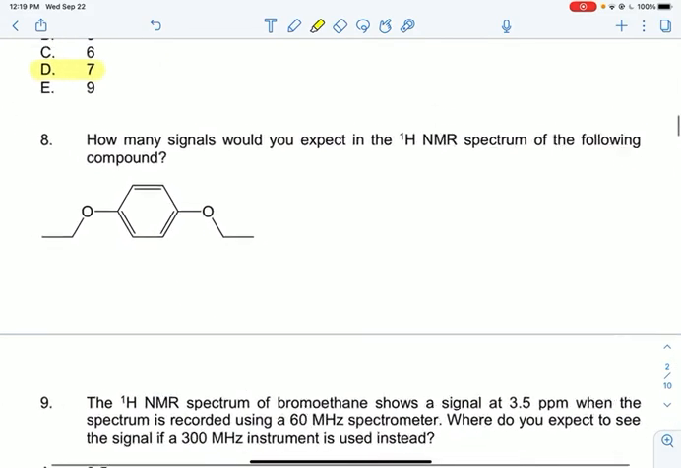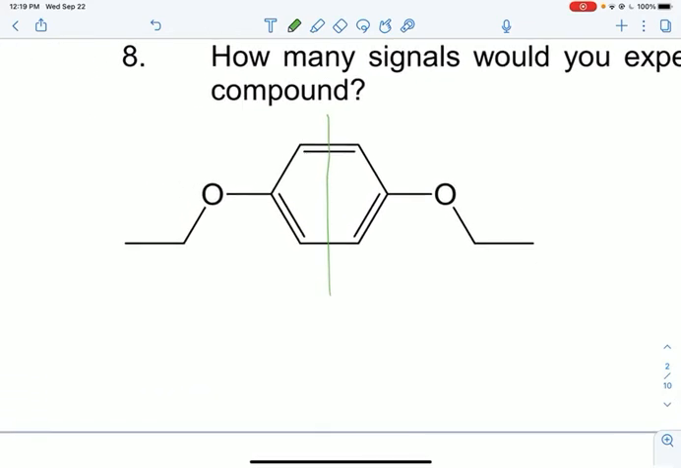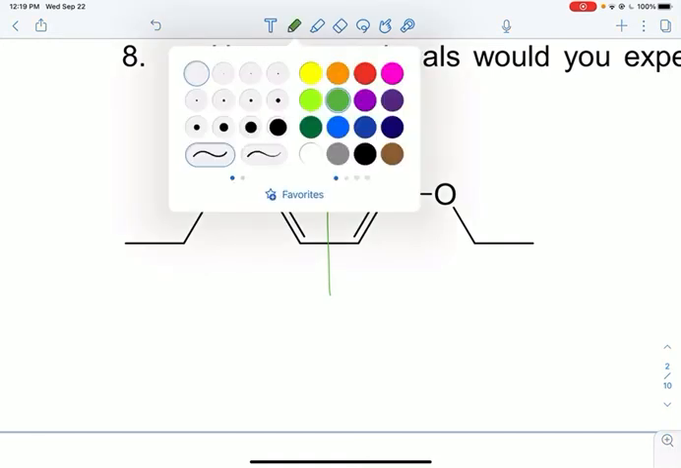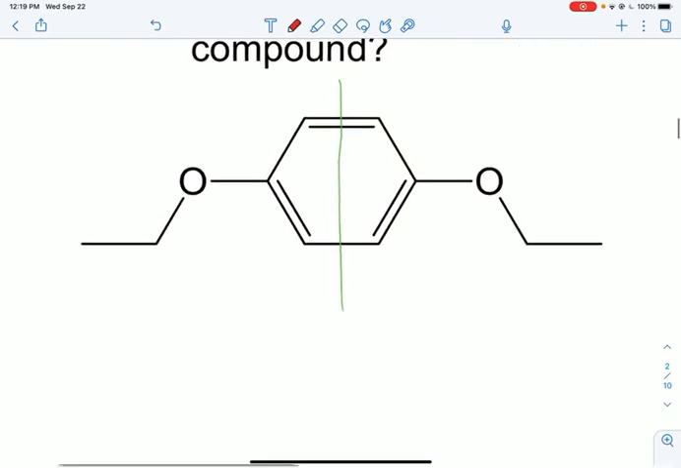8. How many signals would you expect to find on the H-NMR spectrum of the following compound? So, first thing we see, there is symmetry here. If I fold this molecule in half, it's symmetrical. So, we can take that to our advantage. We'll use red, so it shows up a little bit better in contrast to that green. So we can start on this side. We got A. This is CH3, this is CH2, that's different from CH3, so it's B.